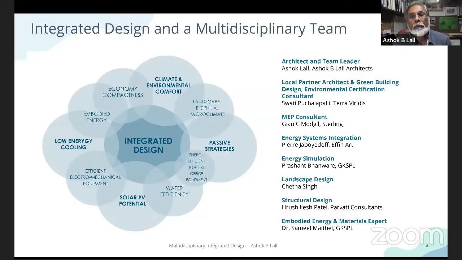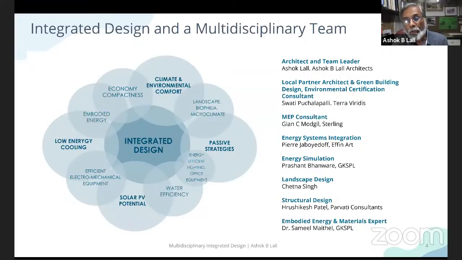And so this is for one particular project. We as architects were team leaders, so-called, I would say, but we had somebody who belongs to the city where the building is going to be built, and somebody who is an expert in environmental certification and also in passive design strategies, analysis of it. Swati from Terra Viridis. We also had a mechanical and electrical and plumbing consultant. We had somebody who specialized in energy systems integration. Then as a subset of that, there is a specialist in simulation. We also have a person who is expert in landscape design. And of course, there's a structural designer.